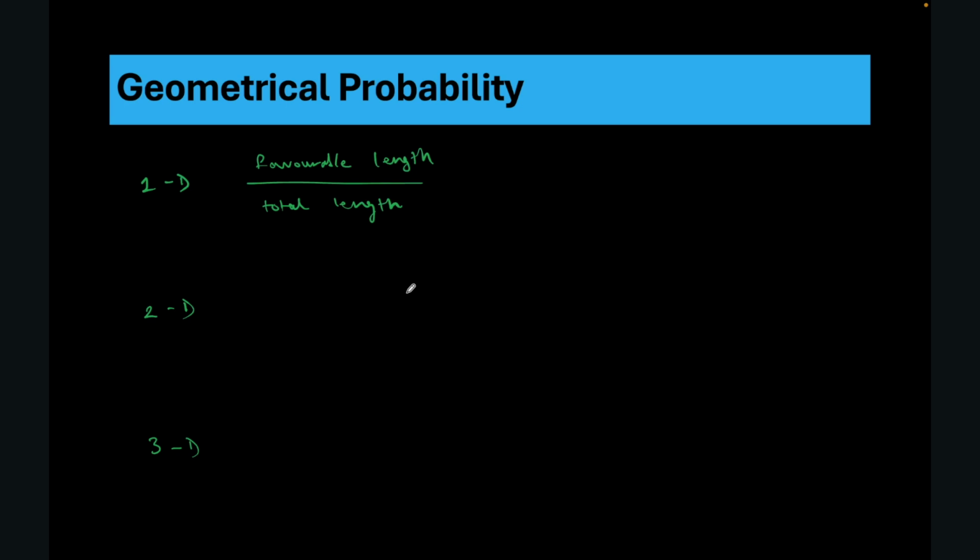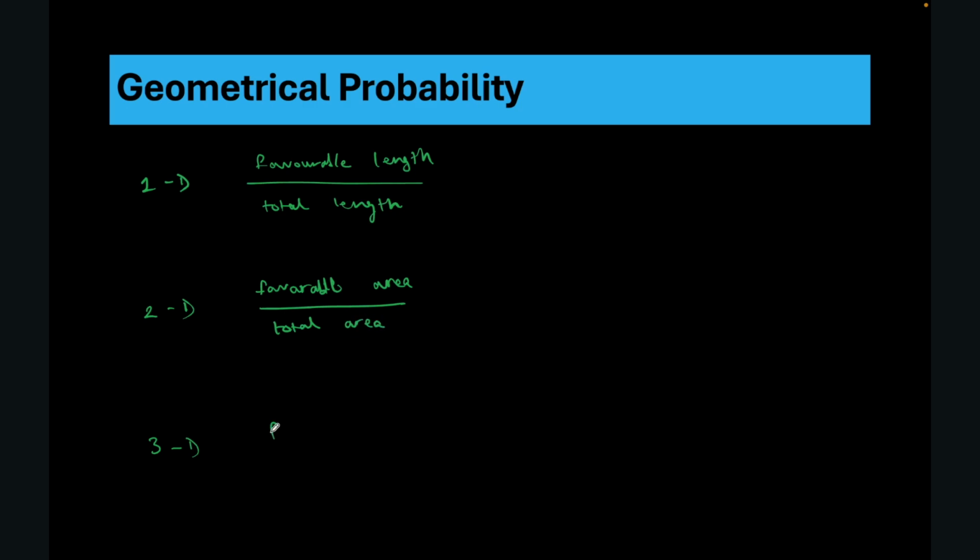Once we start doing the questions, this part that I'm explaining is going to seem so redundant that you won't even need to listen again. But just stick around, you'll be able to connect the dots. So we have favorable length over total length. Similarly, in two dimensions, we're going to have favorable area over total area.